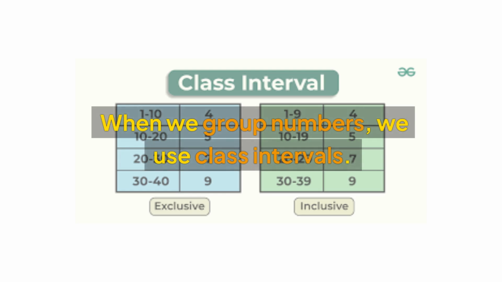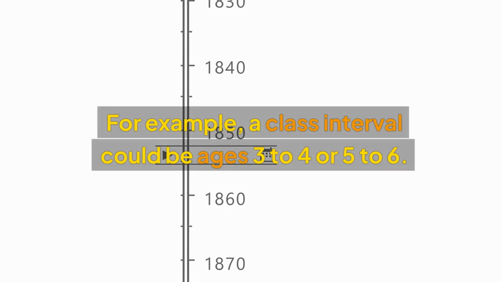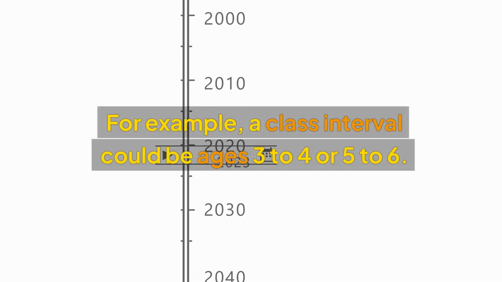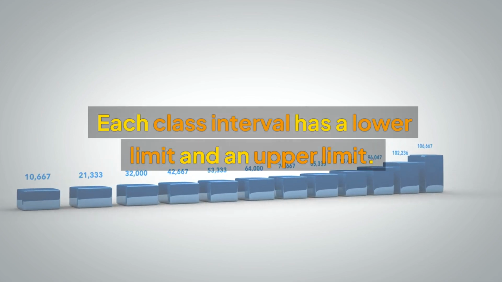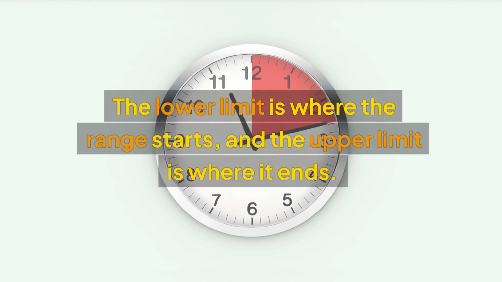When we group numbers, we use class intervals. These are ranges that include several values. For example, a class interval could be ages 3 to 4 or 5 to 6. Each class interval has a lower limit and an upper limit. The lower limit is where the range starts, and the upper limit is where it ends. It's like the starting and ending points of your group.